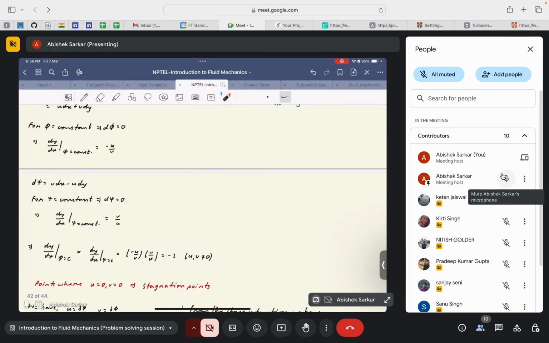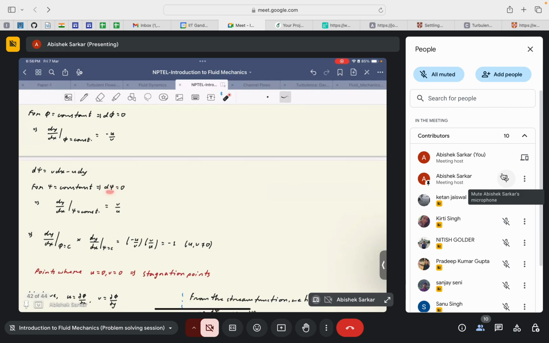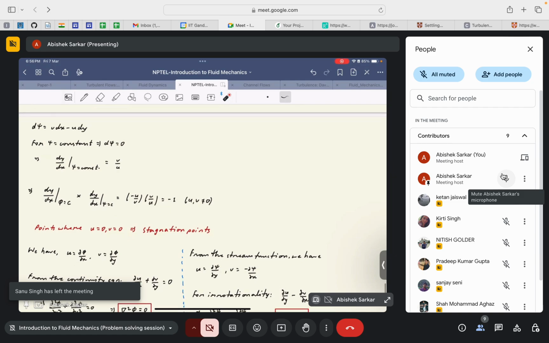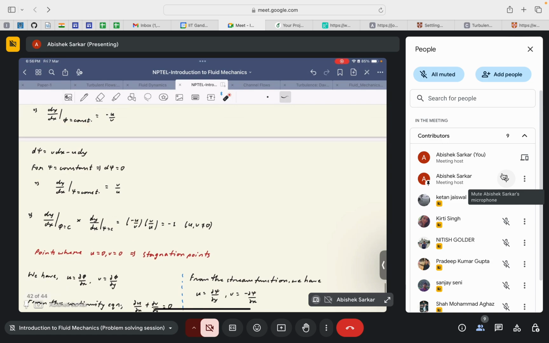Similarly, for stream functions, you will have dψ equal to v dx minus u dy, or for ψ equal to constant, dψ equal to 0, or dy/dx for ψ equal to constant is v by u. If you take the product of these slopes, the slope of φ constant and ψ constant, you will see that it is equal to minus 1.